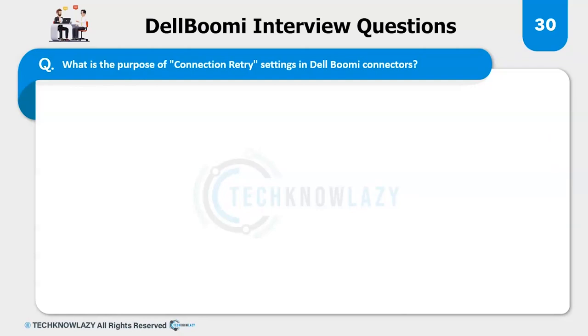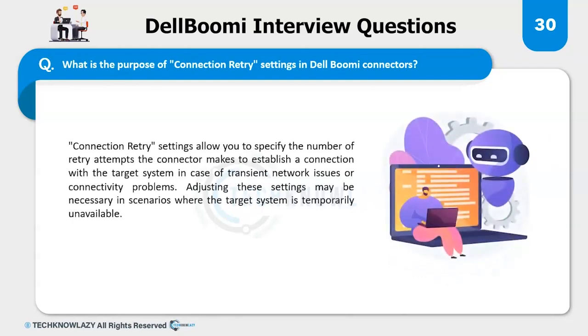What is the purpose of connection retry settings in Dell Boomi connectors? The answer is connection retry settings allow you to specify the number of retry attempts the connector makes to establish connection with the target system in case of transient network issues or connectivity problems. Adjusting these settings may be necessary in scenarios where the target system is temporarily unavailable.